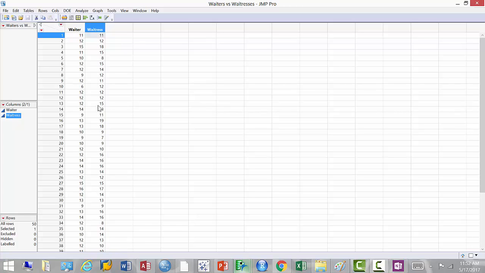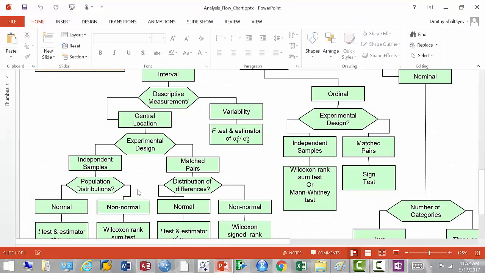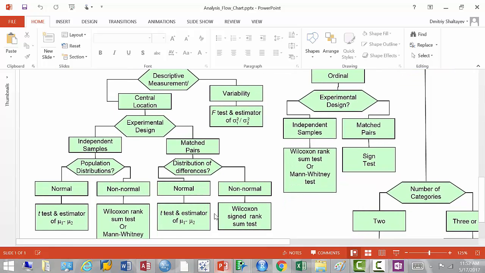You can get one set of stores and a completely different set of stores, or you can say, let's take a look at the same store before the advertising and after advertising. That's what makes them paired, same store. Here, it's the same place, same restaurant, right? So let's go back to our decision tool. We're dealing with matched pairs. So the next important question is, well, it can be a t-test, or it can be a Wilcoxon non-parametric test.